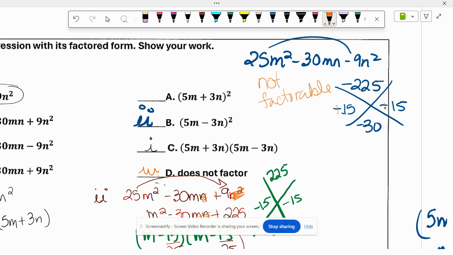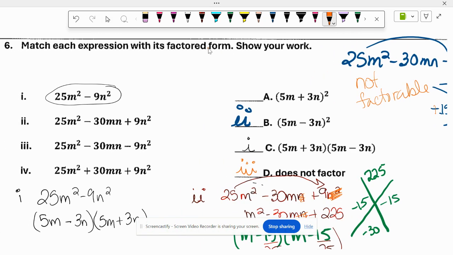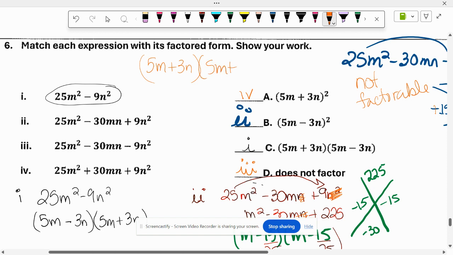So III matches example D. And by process of elimination, IV matches example A. And I'm going to show you. It becomes 5m plus 3n times 5m plus 3n, or 5m plus 3n, the quantity squared. Okay.